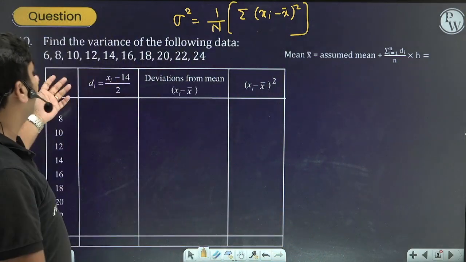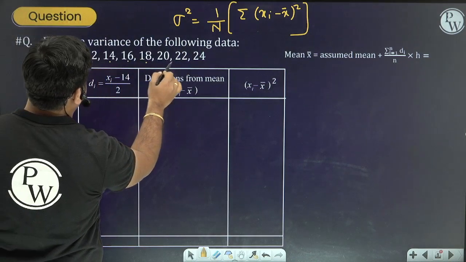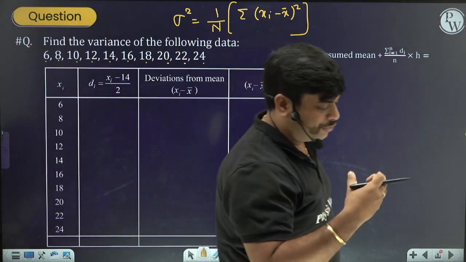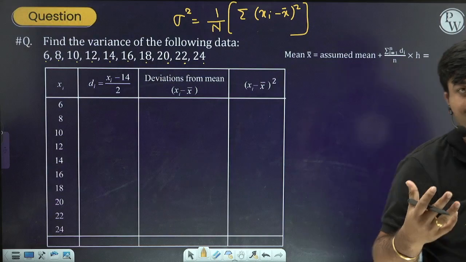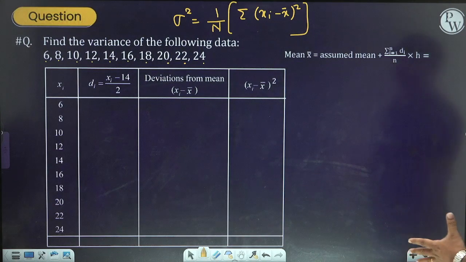Okay, so we have a few examples. The data is 6, 8, 10, 12, 14, 16, 18, 20, 22, 24. If you carefully observe, each value differs by 2 from 6 to 8 to 10 to 12. Now we have a few formulas that we need to take care of.